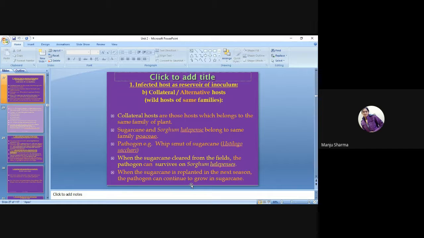Sugarcane and sorghum halepense belong to the same family Poaceae. Pathogen example like pipe smut of sugarcane, that is Ustilago scitaminea. When the sugarcane is cleared from the fields, the pathogen can survive on sorghum halepense, and when the sugarcane is replanted in the next season, the pathogen can continue to grow in sugarcane.